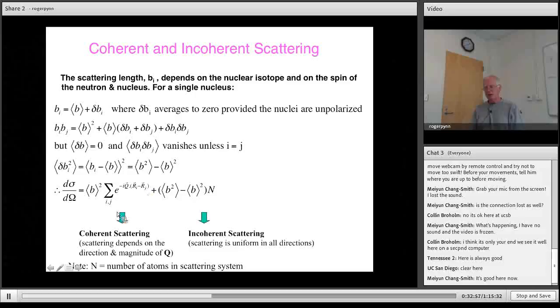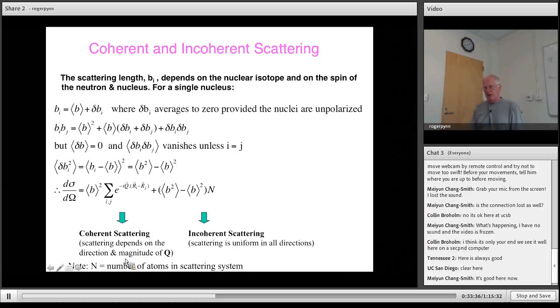So when you finally write down the scattering cross-section, you're going to have a piece from here, which is just the average scattering length, and that's going to have this factor that you're used to, the e to the iq dot ri minus rj. Then you're going to have this piece here where the ri and the rj are the same, so the phase factor goes out, and you've just got this quantity multiplied by the number of atoms in the sample. So this thing is called incoherent scattering, and this thing is called coherent scattering.